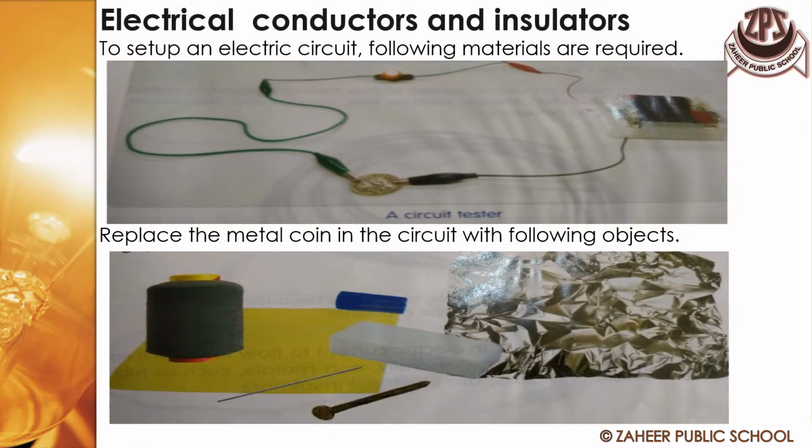To set up an electric circuit, the following materials are required, as you can see in the first picture. So the bulb will light up. This is known as a circuit tester. And if you replace the metal coin with the following objects, some objects will allow the bulb to light up and some do not, because some objects can pass electricity through them and some cannot.